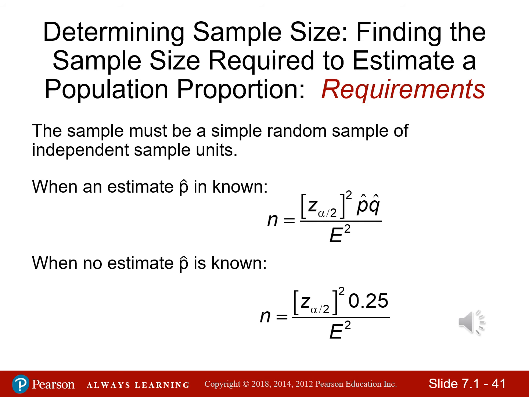When an estimate P hat is known, then the formula for calculating our sample size is N is equal to the square of our critical value multiplied by P hat times Q hat divided by our margin of error squared. When no estimate of P hat is known, then the formula for calculating our sample size is N is equal to the square of our critical value multiplied by 0.25 divided by our margin of error squared.